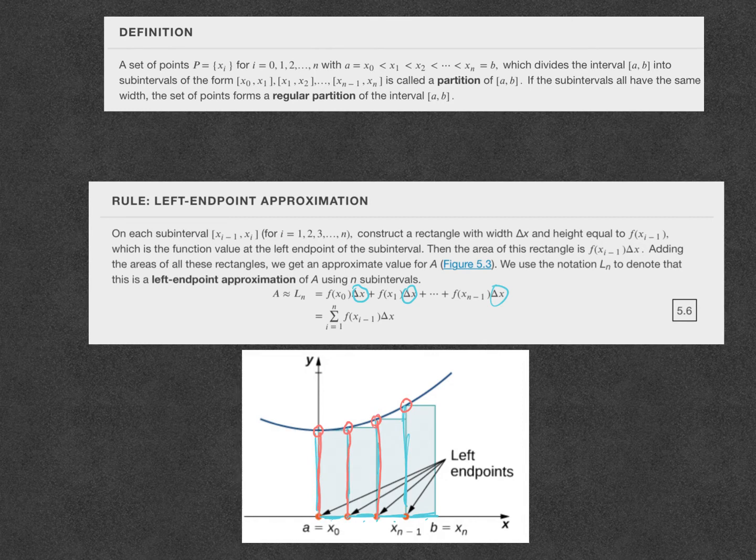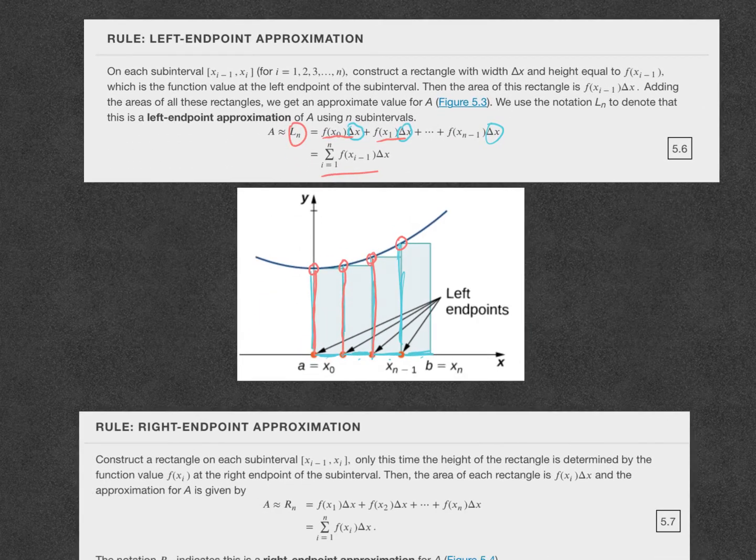And so in the formula, f of x naught times delta x is the area of the first rectangle. F of x1 times delta x, etc. We're adding up all of these areas. And when adding up a bunch of terms, that's most easily written with summation notation. So that's called the left endpoint approximation, and it's L subscript n. N is the number of subintervals, the number of rectangles that we are using.